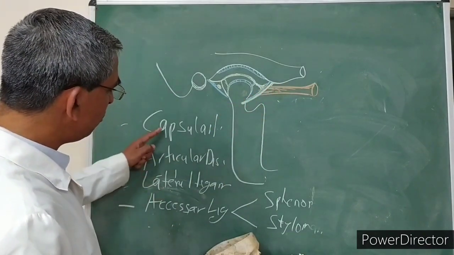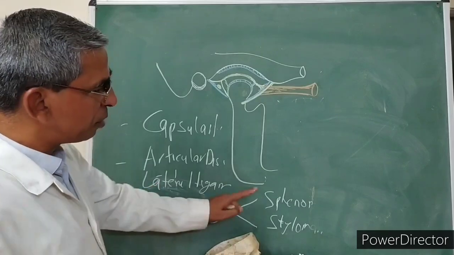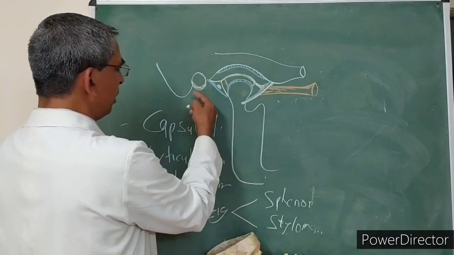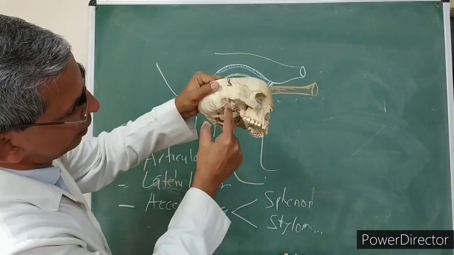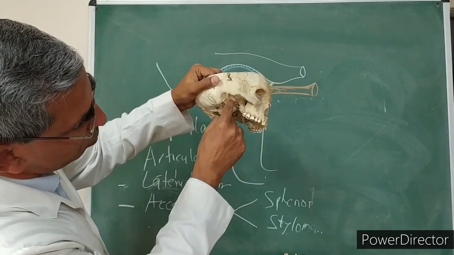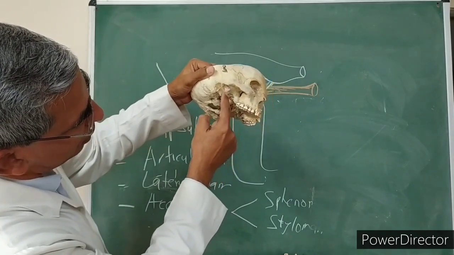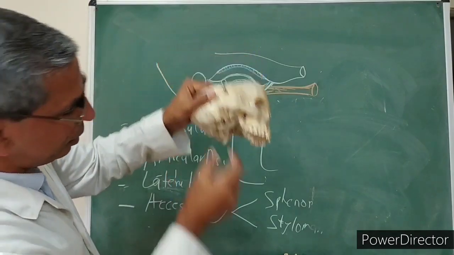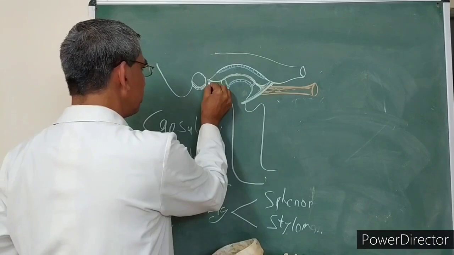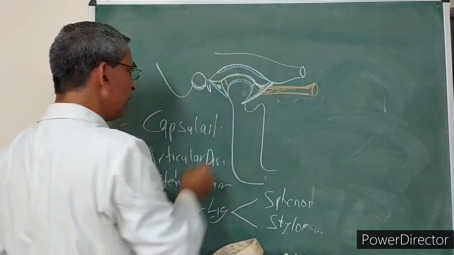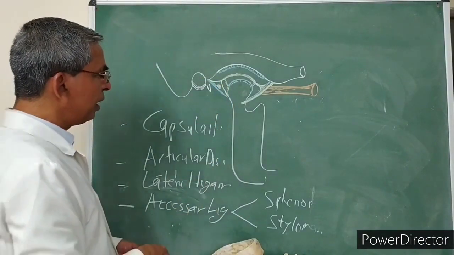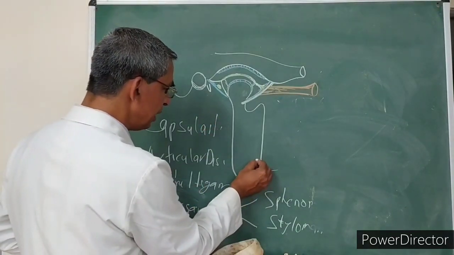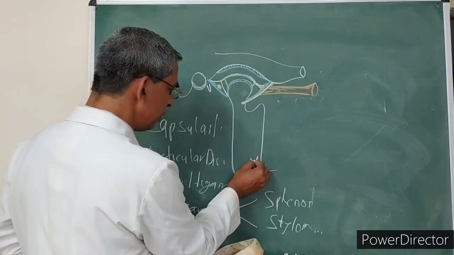Clear? So these are three important ligaments. Now the two accessory ligaments are here. These are the sphenomandibular ligament, which lies medial to the articular fossa, below the articular fossa here. This is the spine of the sphenoid bone. From the spine of the sphenoid bone, another ligament, called the sphenomandibular ligament, arises here. And this is the mandibular foramen.